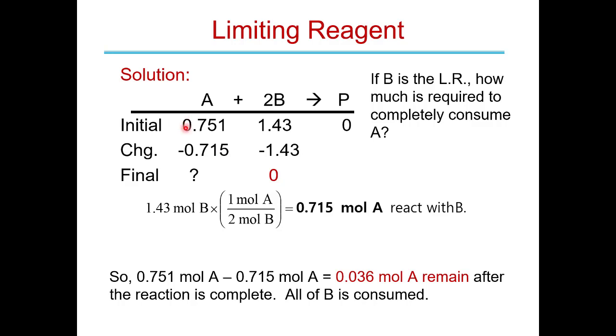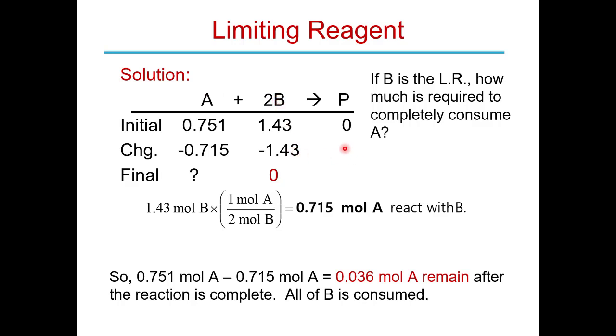And we just do the math down the column. So 0.751 minus 0.715, man, that's confusing if you're dyslexic, right? 0.751 moles of A minus 0.715 gives us this number when we're done, just by doing the subtraction. So that's how much leftover A we would have, and we would completely run out of B.